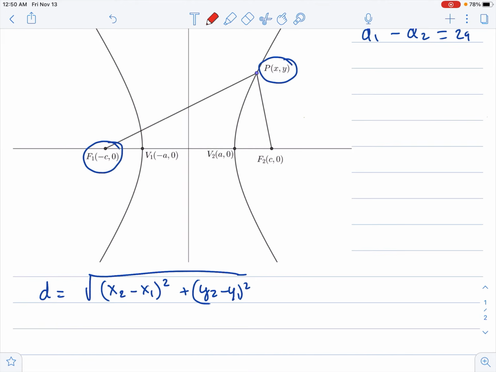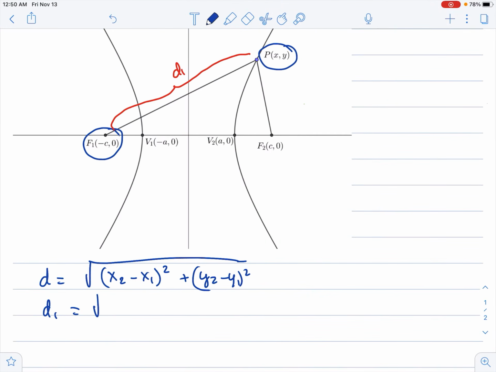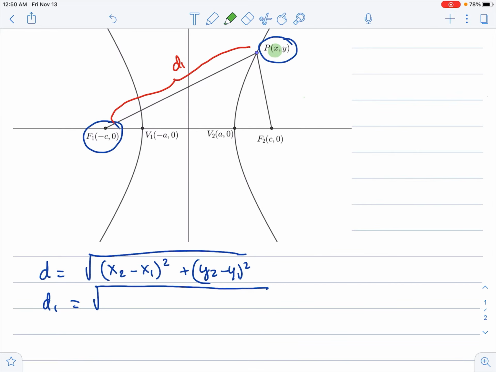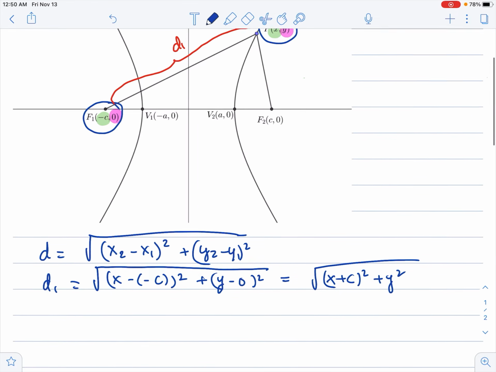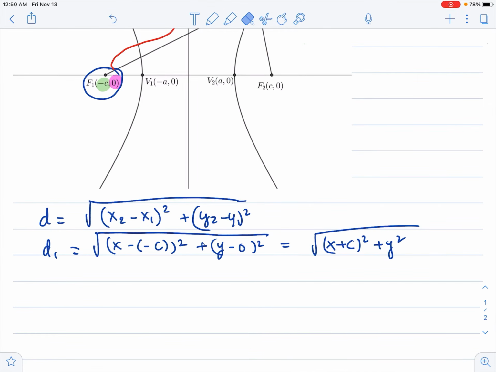And if we use the distance formula to find the distance d1, we have d1 is equal to square root of x minus negative c squared plus y sub 2 minus y sub 1 naman to. So this is y minus 0 squared, which is equal to square root of x plus c quantity squared plus y squared. Okay? Yan yung simplified form niya. So yung minus negative naging plus, tapos yung y minus 0 ay naging y.